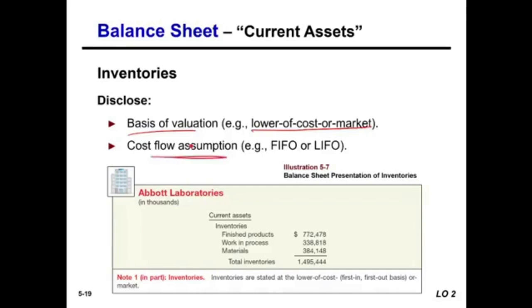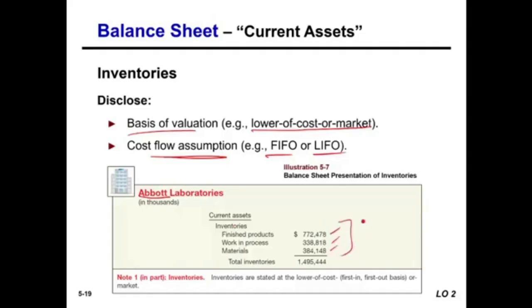Which cost flow assumption are they using? Are they using FIFO, LIFO, the weighted average, specific identification? Any method they are using, they have to disclose it. And what we have in front of us is Abbott Laboratories. So they have finished product, work in process, and material.